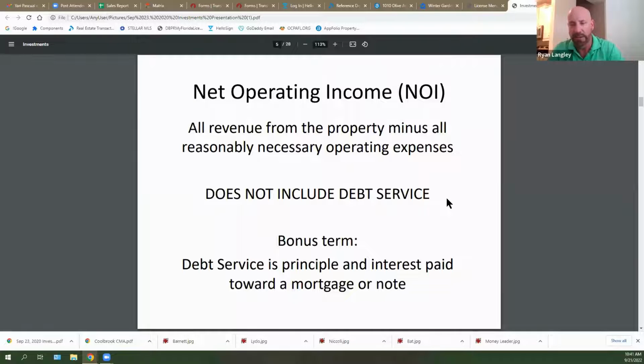It's just the purchase price and the income, not based on whether or not you financed. Does not include debt service. Debt service, by the way, is the principal and interest paid toward a mortgage or note. And it is not principal like that. It's principal with the AL. I misspelled it.